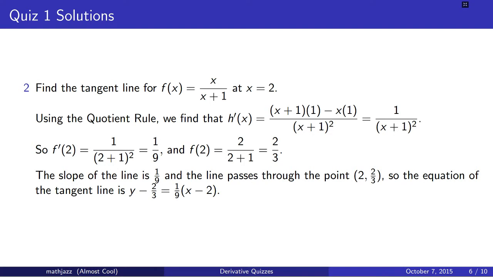Since we know the slope of the line is 1/9, and the line passes through the point (2, 2/3), using our point-slope form of the equation of a line, we get that y minus 2/3 equals 1/9 times (x minus 2) is the equation for the tangent line of our function at the point x equals 2.